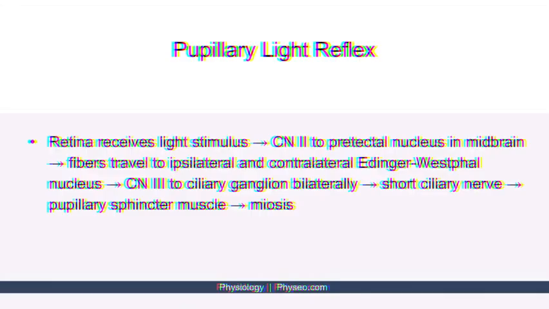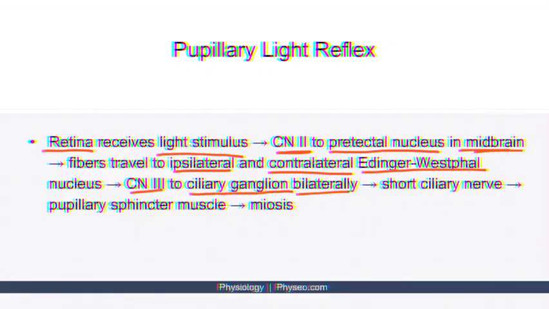So now let's talk about the pupillary light reflex. So the retina receives the light stimulus, and then the cranial nerve 2, or the optic nerve, will send information to the pretectal nucleus in the midbrain. From the midbrain, fibers travel to the ipsilateral and contralateral Edinger-Westphal nucleus. From there, the cranial nerve 3, or the oculomotor cranial nerve, sends fibers to the ciliary ganglion bilaterally, so both sides. And then from there, the short ciliary nerve carries information to the pupillary sphincter muscle, and then the patient gets miosis. And I want you to pay special attention to the fact that it's ipsilateral and contralateral and then bilateral. Point being is that light can come in from the right side, but both the right and left eye will cause pupillary constriction or miosis.